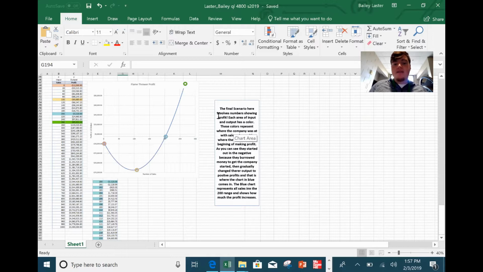So what I came up with was the final scenario here involves numbers showing profit. Each area of input and output has a color. These colors represent where the company was at with sales, along with where they started in the beginning of making profit. As you can see, they started out in the negative because they borrowed money to get the company started. Then they gradually changed their output to positive profits, and that is where the chart in blue comes in. The blue chart represents all sales in the 200 range and shows how much the profit increases.